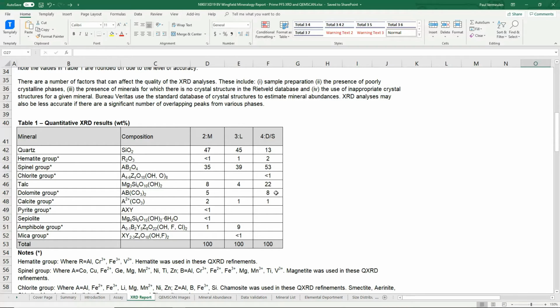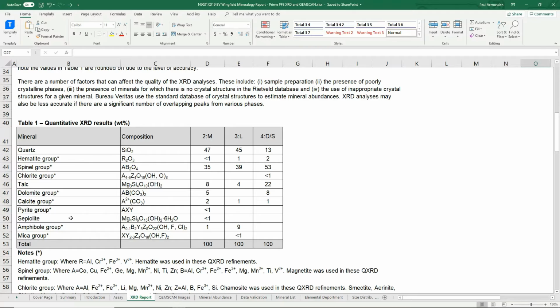Dolomite, there's some dolomite, 5 to 8%. There's very little calcite. So dolomite being AB(CO3)2, where A could be calcium and B is magnesium, whereas in the calcite group it is just A2+. In other words, that's like CaCO3, so it's a pure form, not a mixed form. Pyrite, less than 1%, but this could be where our sulfur comes from.